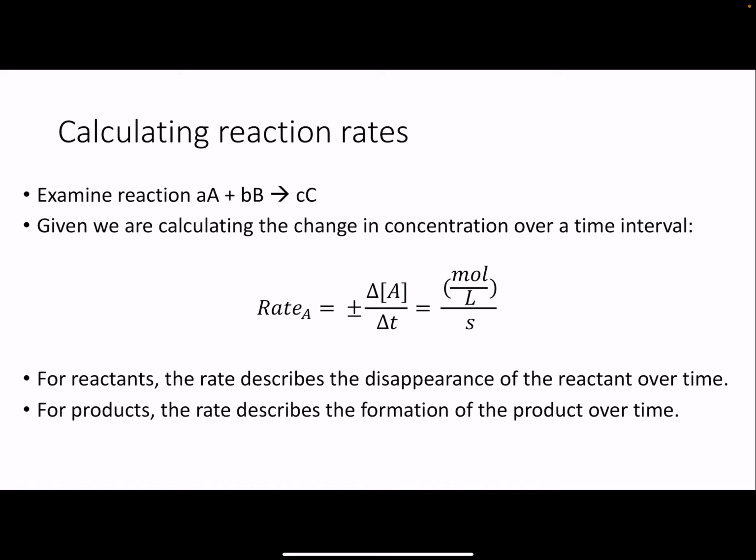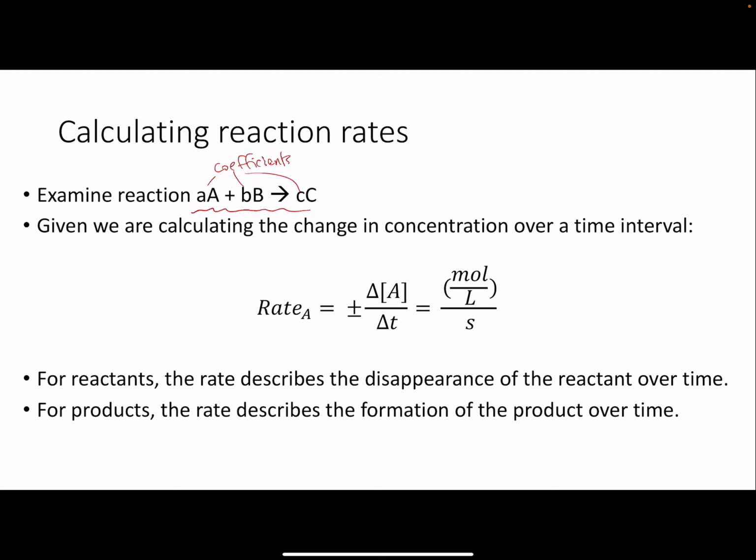So mathematically, let's calculate the rates here. To calculate the change in concentration over time, you can see a formula here. We're going to examine this fictional reaction, A plus B produces C. The little letters here are the coefficients, and those come from a balanced chemical equation.